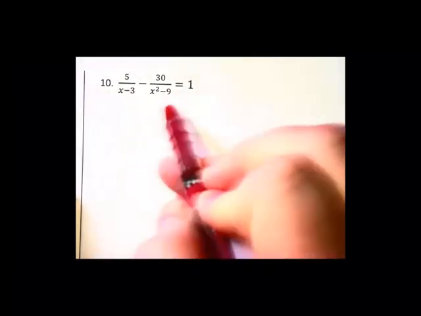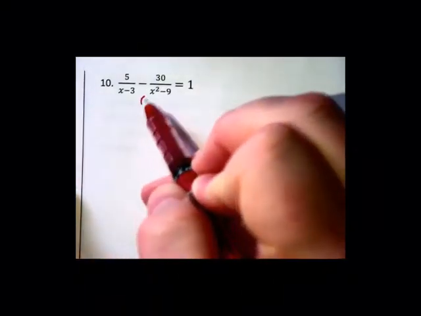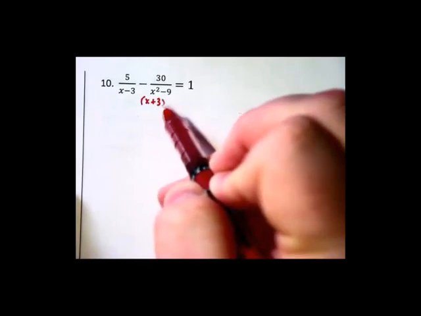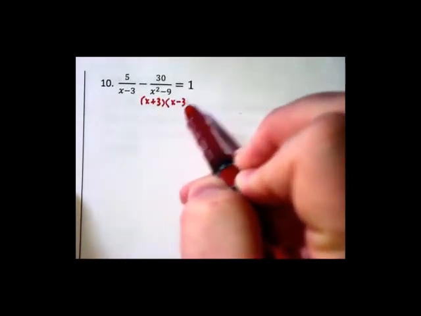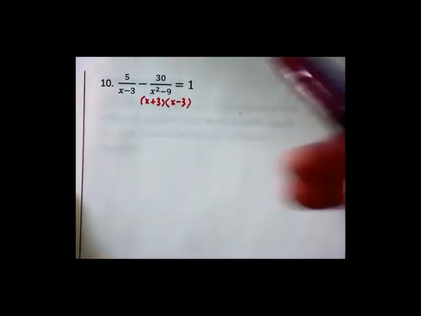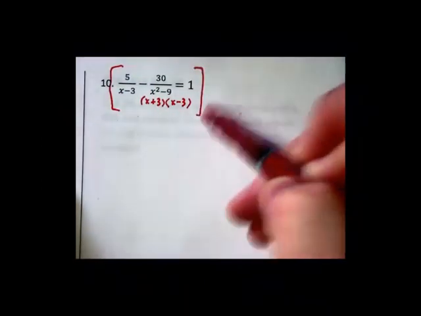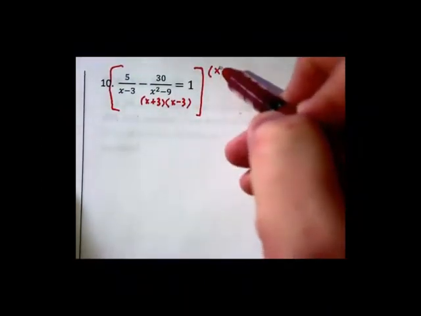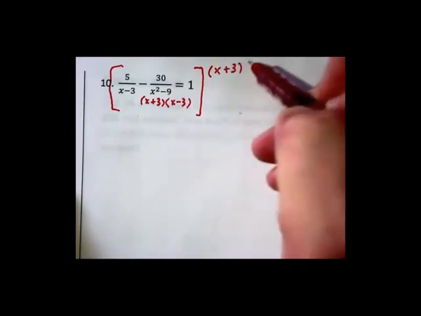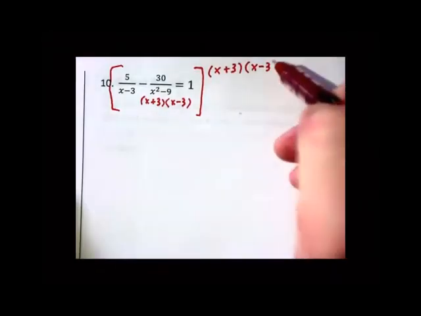Number 10 looks entirely different compared to the previous problems, but it really does fall into this category of problems. We notice the difference of two squares, which is x plus 3 times x minus 3, the second denominator. And because this is a rational equation, we want to clear the denominators by multiplying through by the least common denominator, which is this x plus 3 times x minus 3.